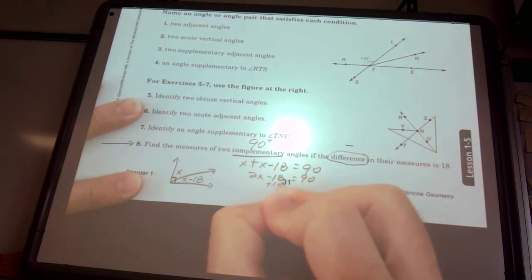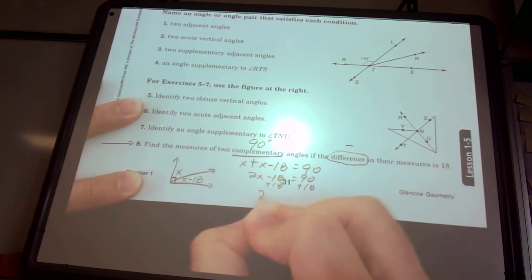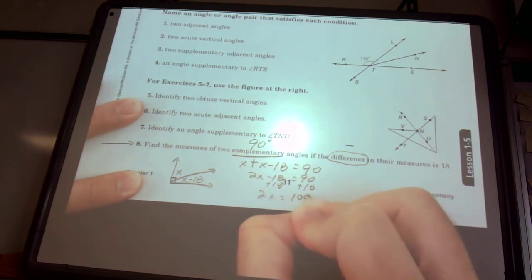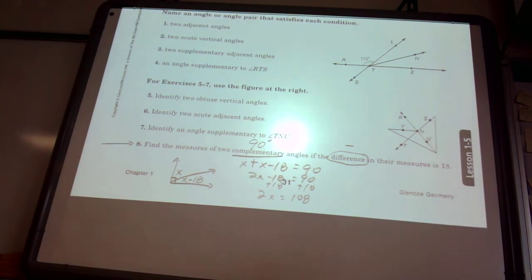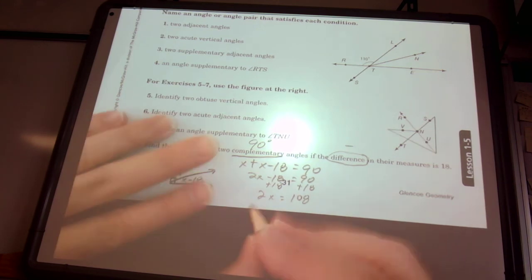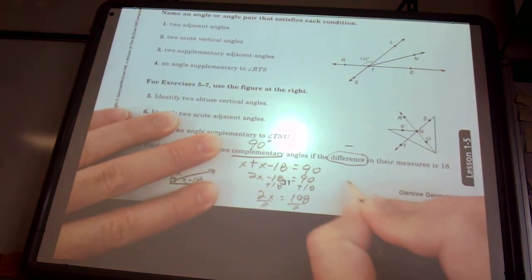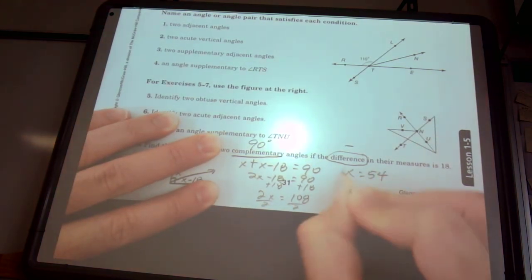Add 18 to both sides. 2x equals 108. Now, sometimes people go, well, we can't have two angles equal 108. They don't equal 108. They're complementary. They equal 90. The algebra has set this up to where right now the value in there is 108. You just keep doing the math. Divide by 2, and we get x equals 54.